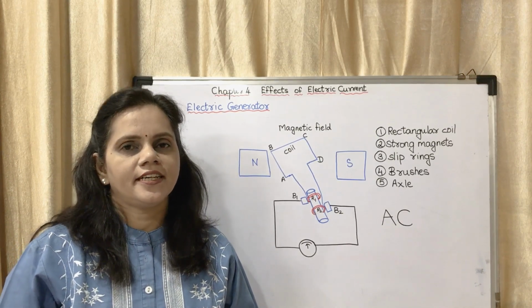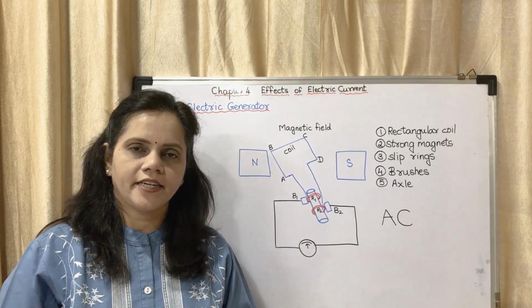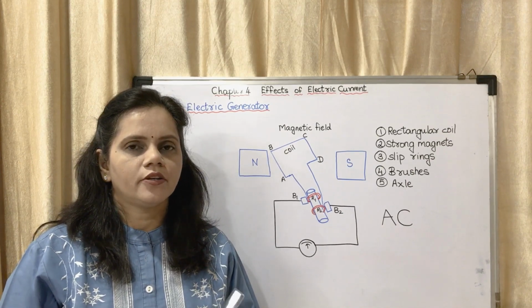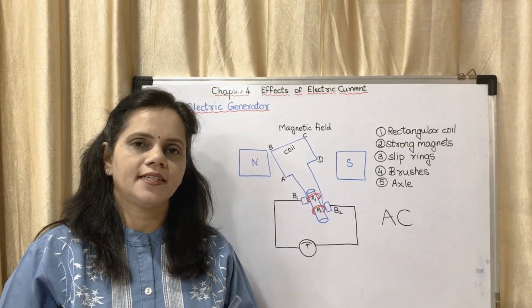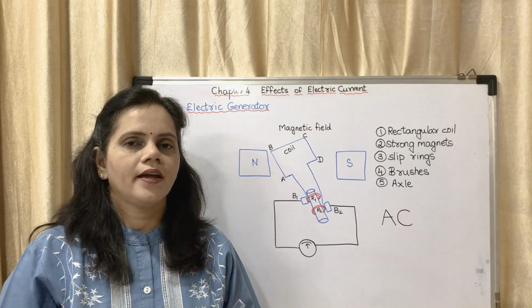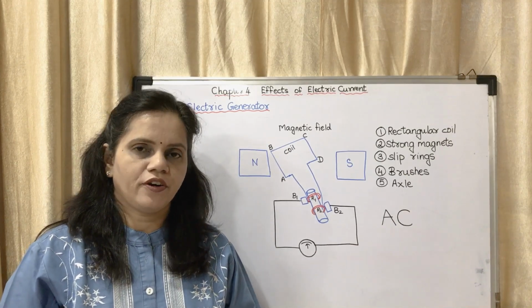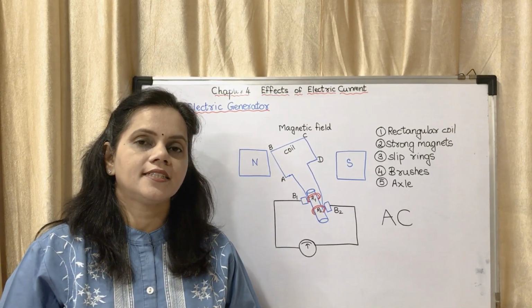So yesterday we studied Fleming's right hand rule. Now today we are going to study the AC generator, the DC generator, and the electric generator. First of all, what is an electric generator?